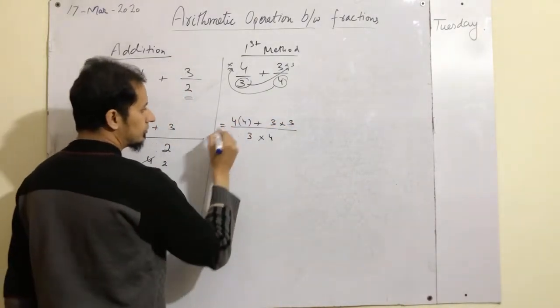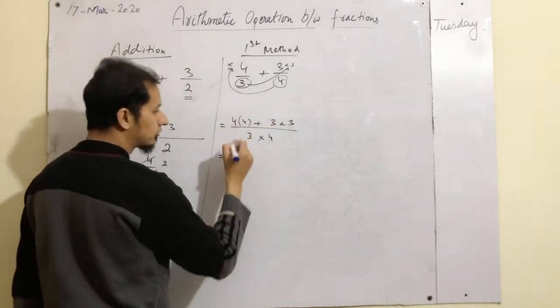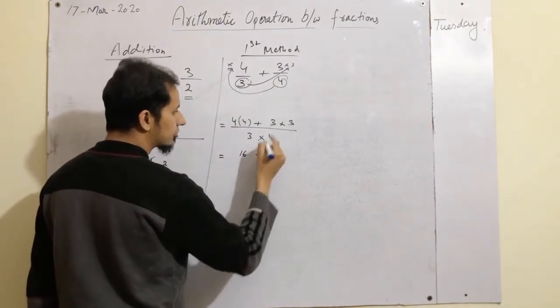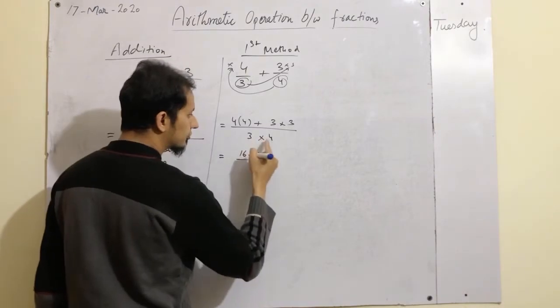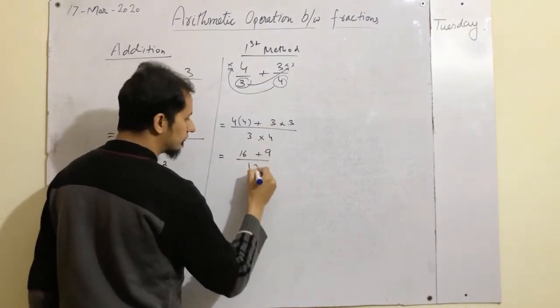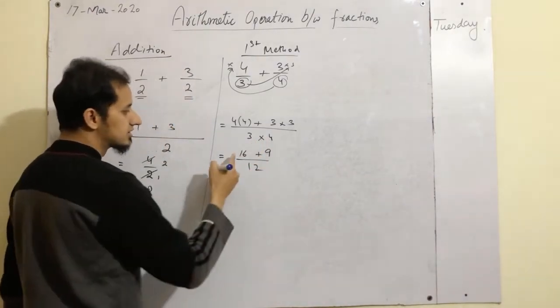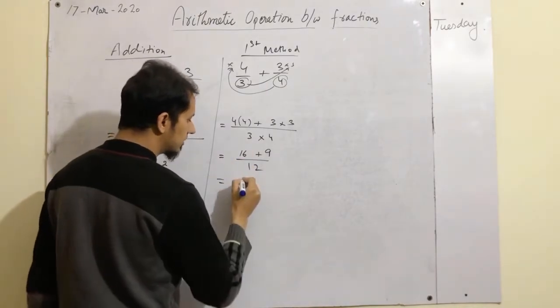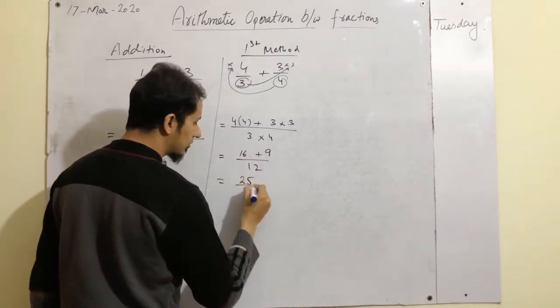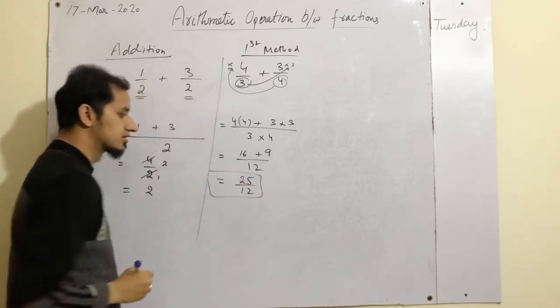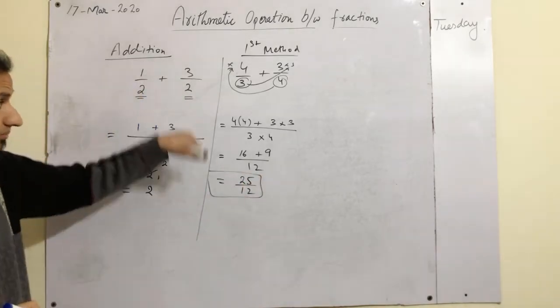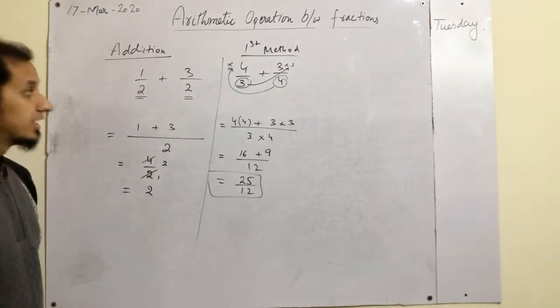So what is the result? 4 into 4 is 16, plus 3 into 3 is 9, and 4 into 3 is 12. So what do we get? 16 plus 9 is 25 over 12. This is the answer for this fraction. This is one method, and I solved it like this.